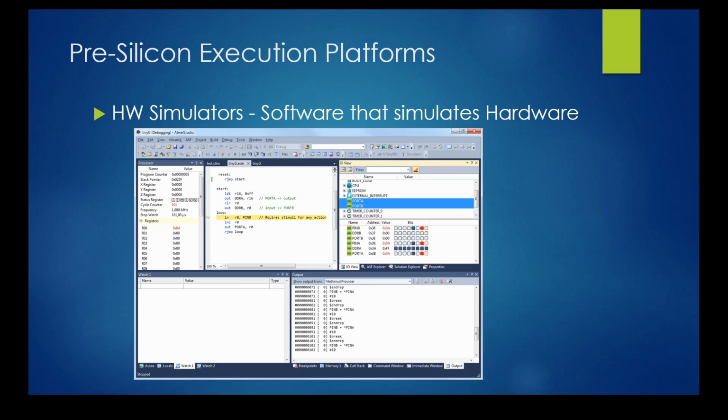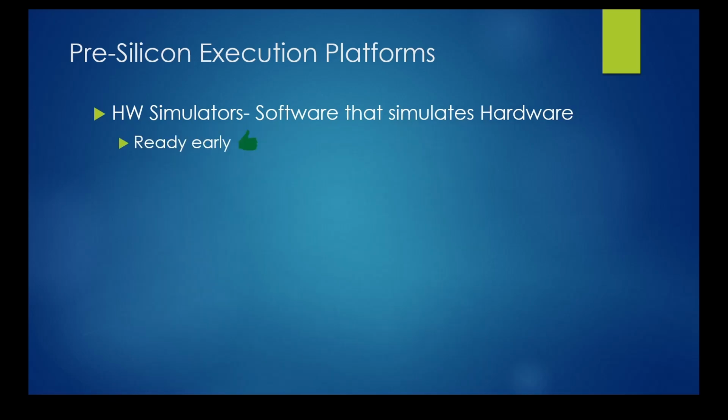One way is simulators. A hardware simulator is a piece of software simulating the behavior of hardware with various trade-offs of speed and accuracy. Here we see the Atmel Studio that can simulate the AVR microcontroller, but not necessarily every piece of hardware that is on it. So one advantage of working on a simulator is that it is ready early, potentially before the real hardware is ready. That allows early beginning of firmware work.